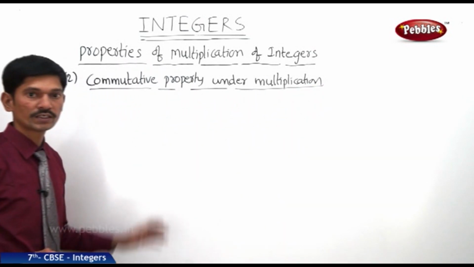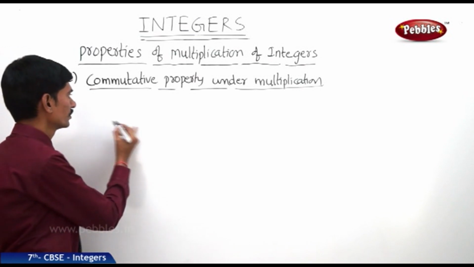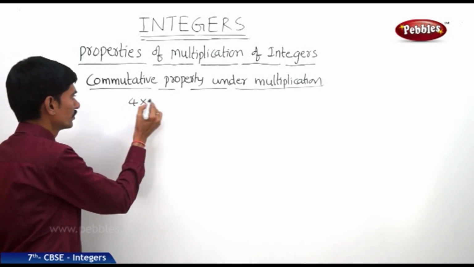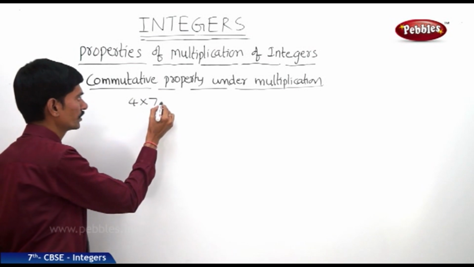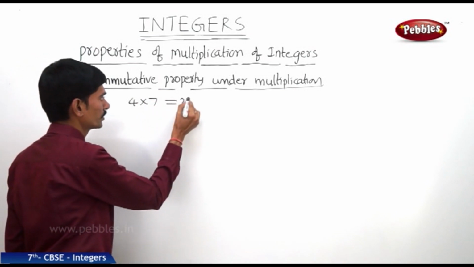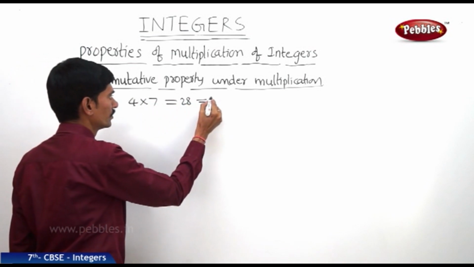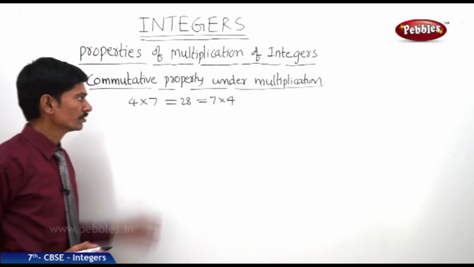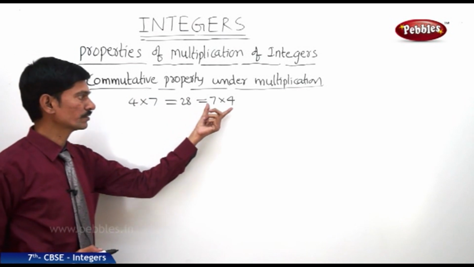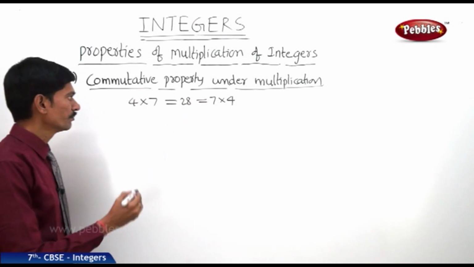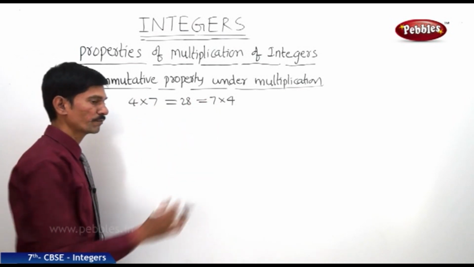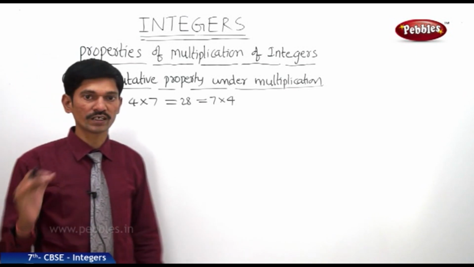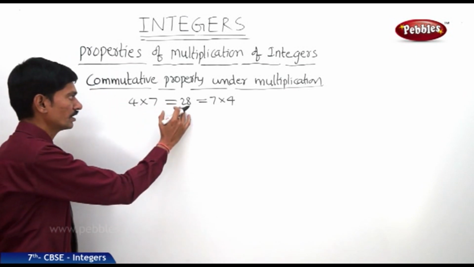So if you take any two whole numbers like 4 and 7, then what is their product? 4 into 7 is 28, and if you multiply 7 and 4, 7 into 4 is also 28. So here 4 into 7 equals 7 into 4 equals 28. Means if you multiply any two whole numbers in any order, the product remains the same.